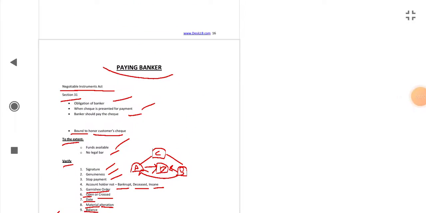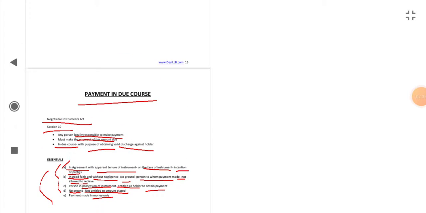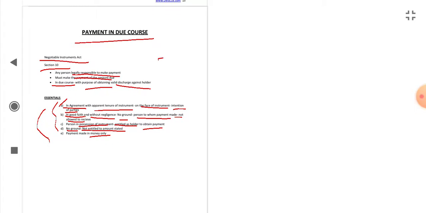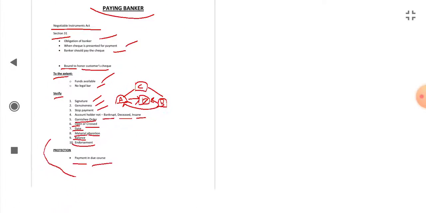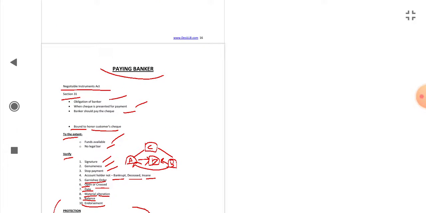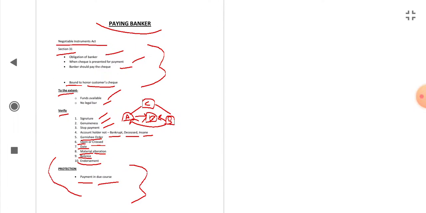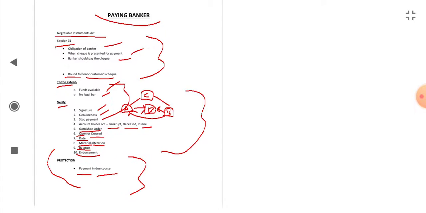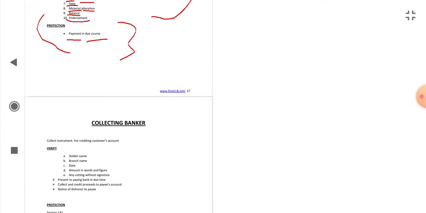So now we have done payment in due course, its basic understanding and the essentials of payment in due course. Payment in due course provides protection to the paying banker. In paying banker, we have seen that it's an obligation of a banker to pay the check when it's presented by the holder, to the extent that funds are available and there is no legal bar, and what things the paying banker has to verify, like signature, genuineness, stop payment, account holder not bankrupt, garnishee order, etc. Now the next topic will be collecting banker, which we will cover in the next video.